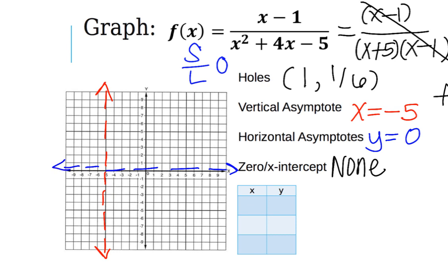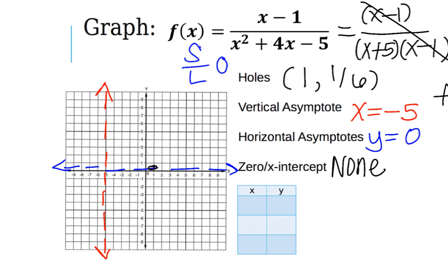Then we have a hole at 1/6. So at 1, roughly 1/6, I'm going to draw a hole there. Remember, the graph is not going to go through that point. Now that we have these key points, we need to figure out what are some points on this graph and where are the pieces of our graph.